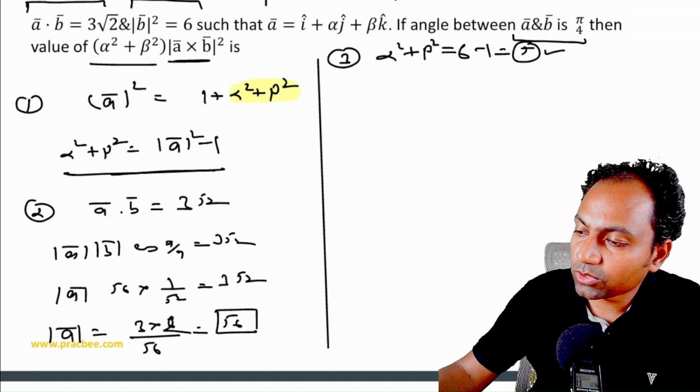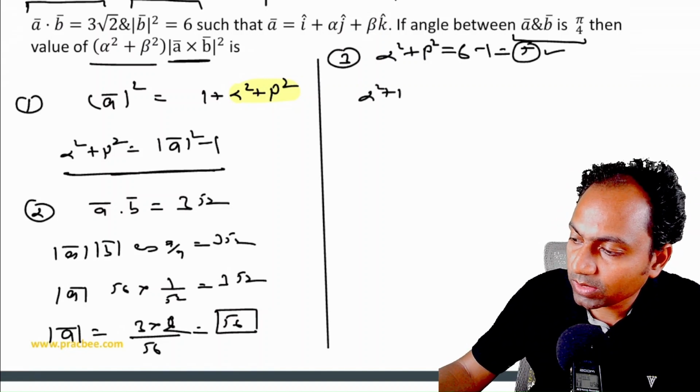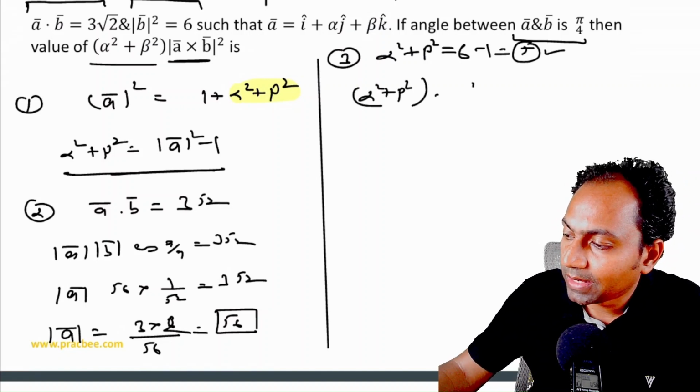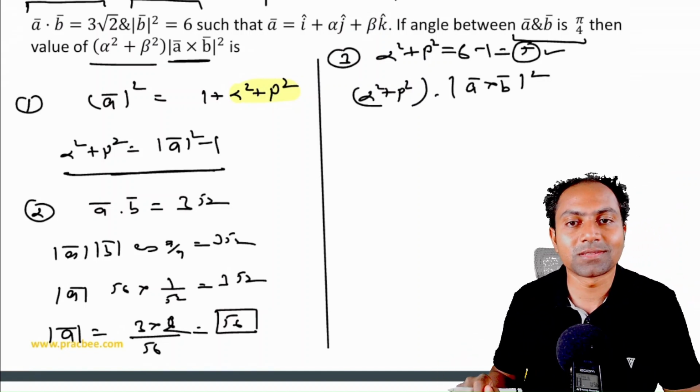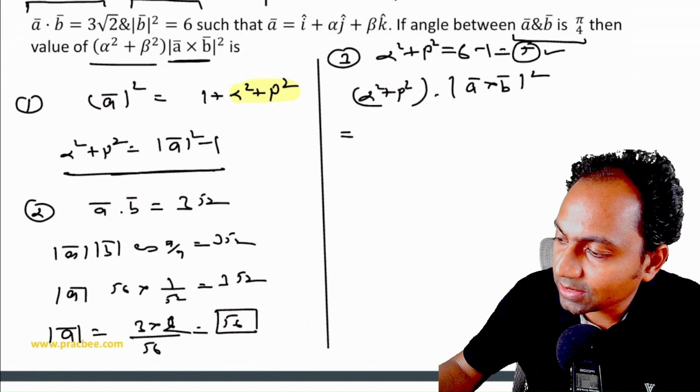Now let us come back to the question. The question says alpha square plus beta square into mod of a vector cross b vector whole square. This is what they are asking us to find. So this first part has come out as 5.